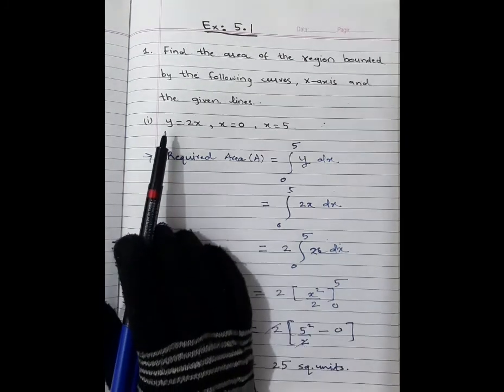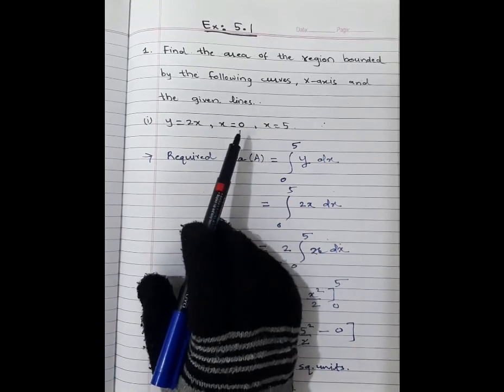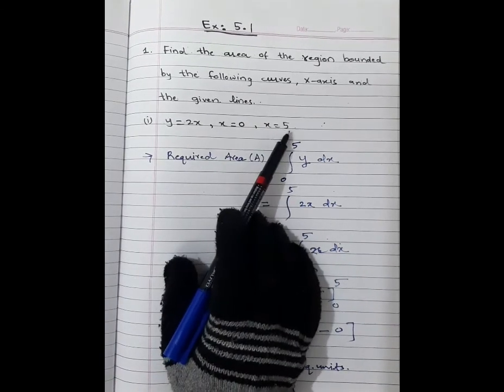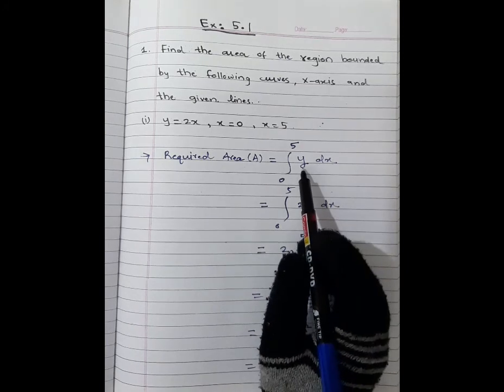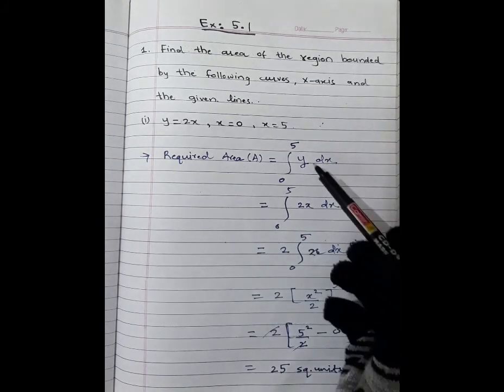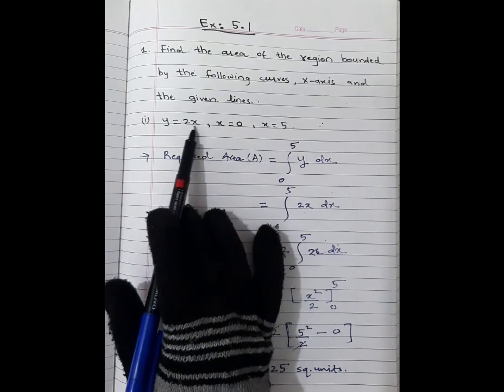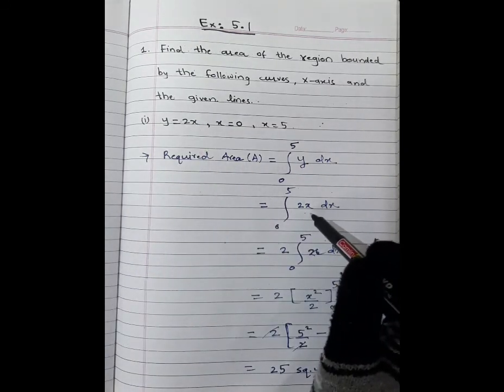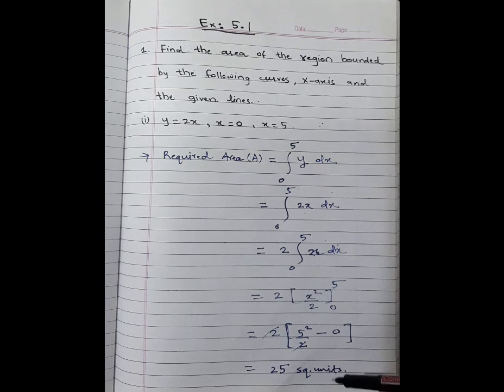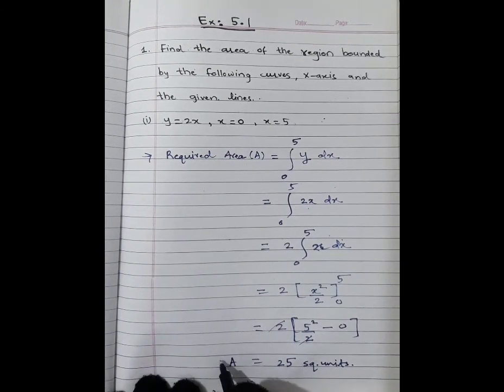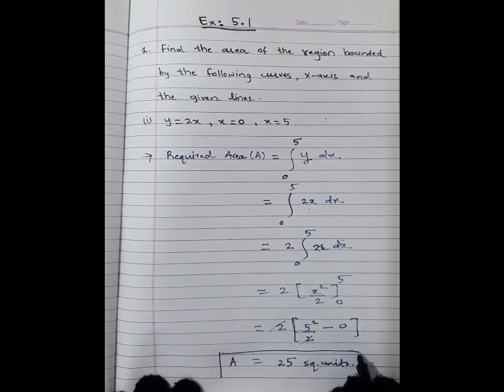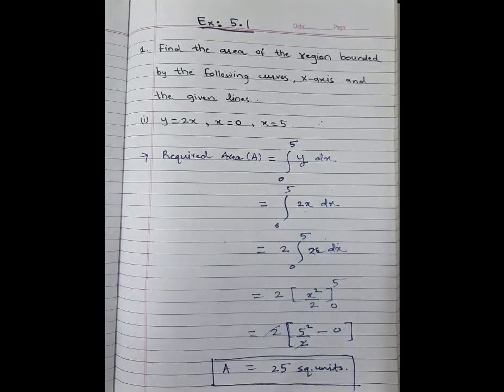Here the curve y is equal to 2x and two lines x is equal to 0, x is equal to 5 are given. That's why here we'll write y dx, and next substitute the curve y is equal to 2x, then simplify the integration, and substitute the limit, and in the last, students, write the unit square units, means area is equal to 25 square units.